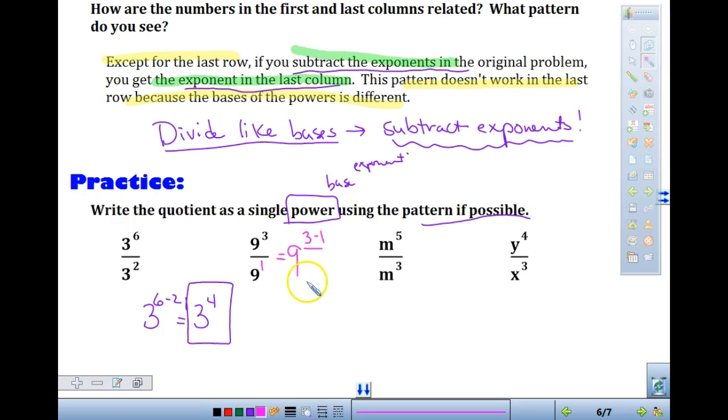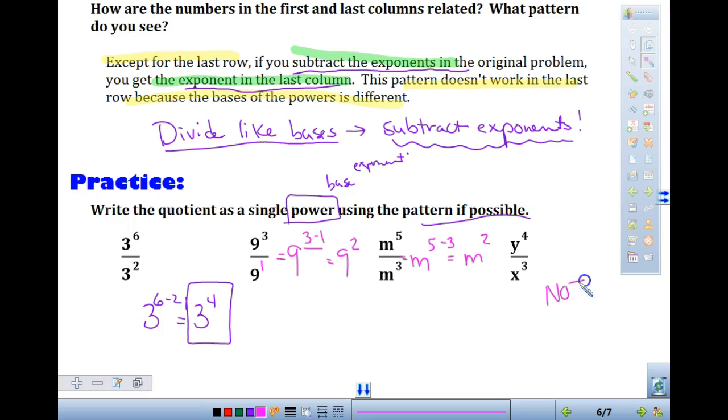Now again, in your homework, do I need to see you writing that? No. As you get further on in this unit, you're going to actually just do that subtraction. But sometimes it's really helpful. And this is going to give us 9 to the 2nd. Here we are looking at m to the 5th minus 3, m to the 2nd. Y to the 4 over x to the 3, xy to the 1st.